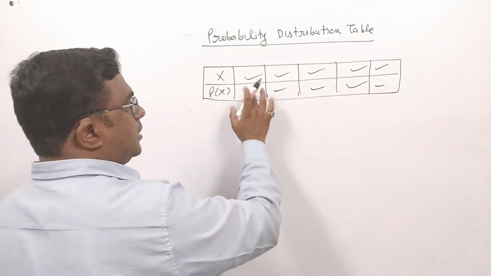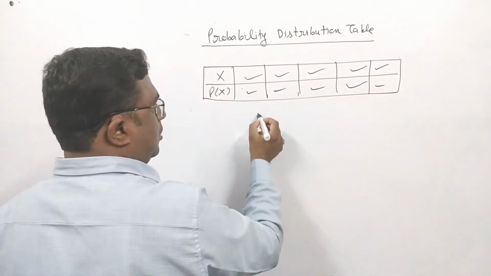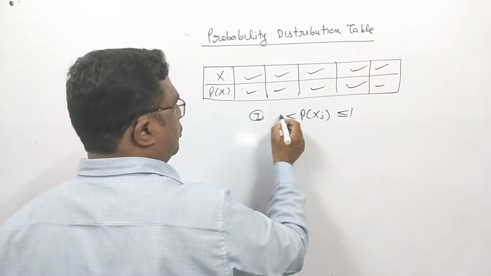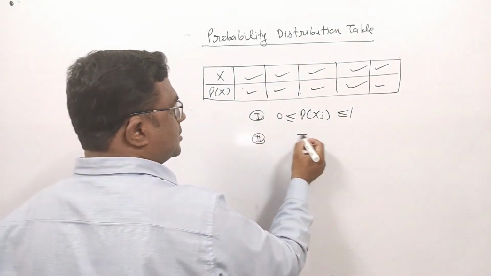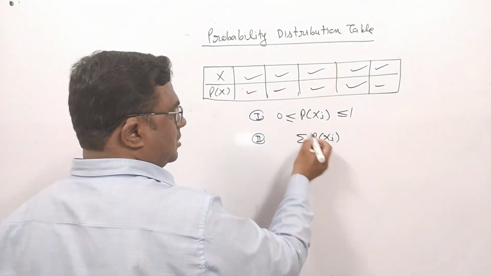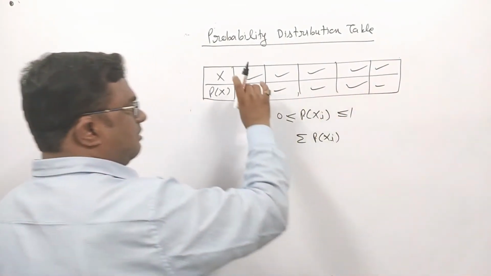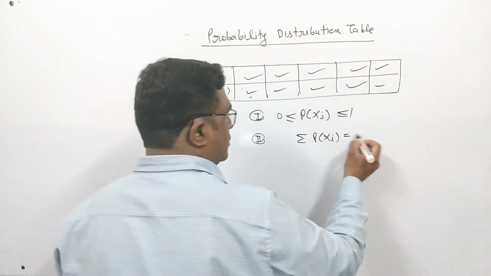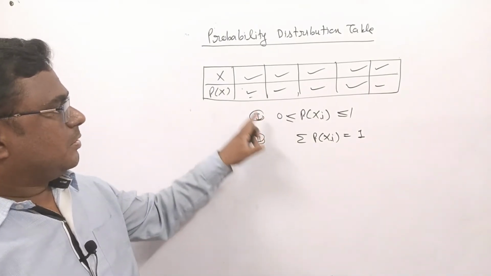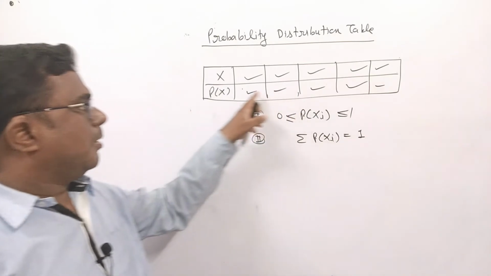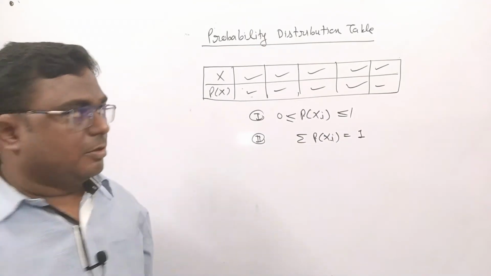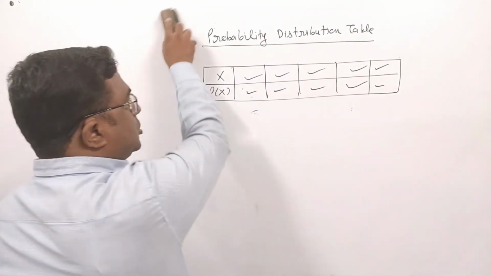There are two rules regarding these probabilities. Rule number 1, each probability is less than or equal to 1 and greater than or equal to 0. And if we do the summation of all these probabilities, summation means sum, then the result will be exactly 1. So by following these two rules, you will have to write down all the probabilities here. And here all possible values of random variable X will come. And this table is known as probability distribution table.